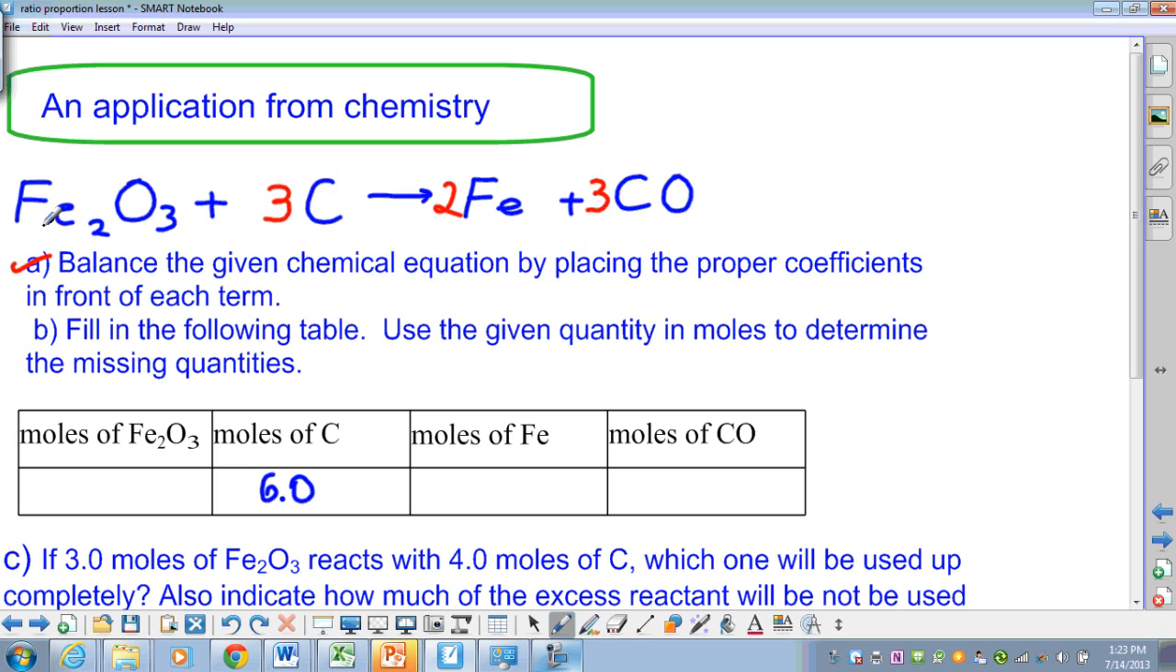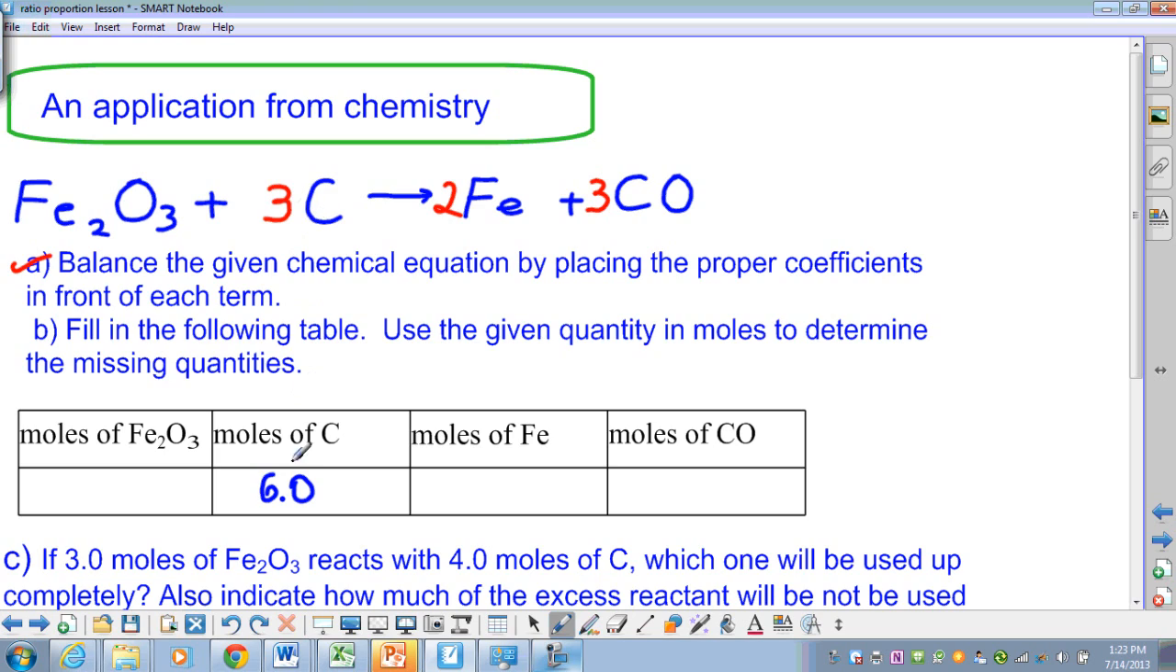So if you use 1 mole of this quantity, you must use 3 moles of this quantity, and it's going to yield 2 moles of this and 3 moles of that. So that gives you the blueprint of what kinds of proportions you should be using. So if you have now 6 moles of carbon given, let's look at our equation here. So you have 3 moles of carbon, you will yield 1 mole of iron oxide.